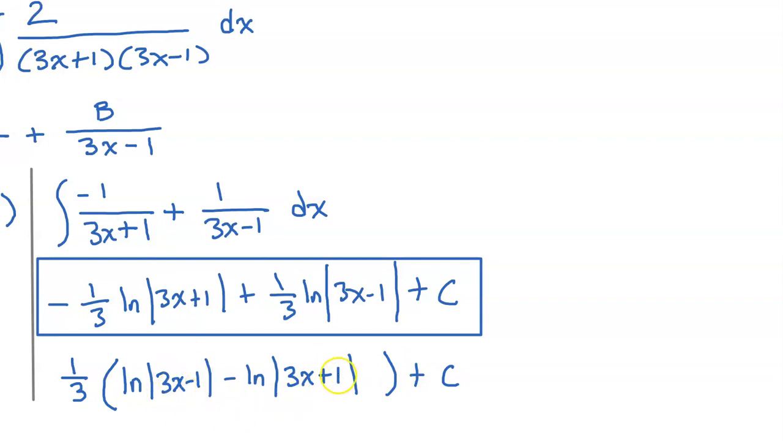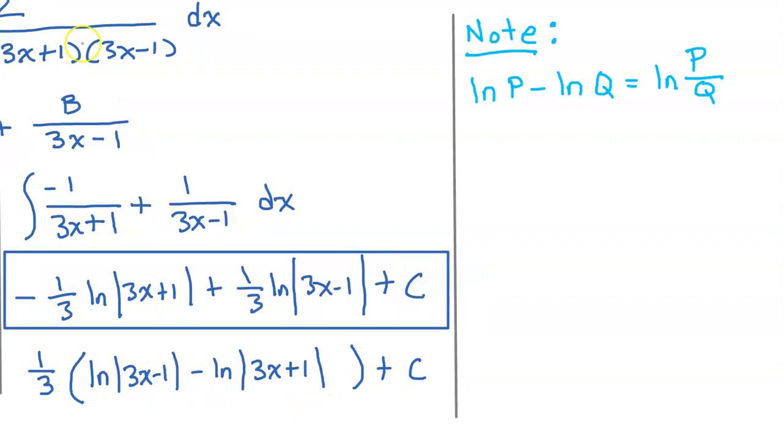Reversing the order of the terms gives us this. Remember that the natural log of p minus the natural log of q is equal to the natural log of p over q.